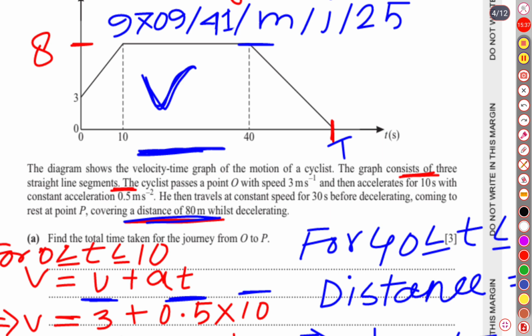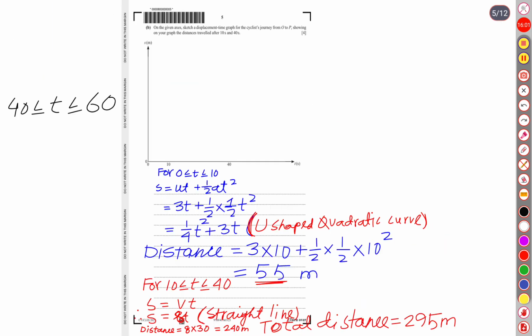He then travels at a constant speed for 30 seconds before decelerating, coming to rest at point P, covering a distance of 80 meter whilst decelerating. So distance is given, but they didn't mention the deceleration rate. So we will have to find first the deceleration of the final part. That's why we will have to apply the concept of v equal to u plus at.